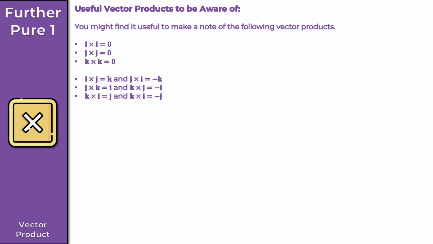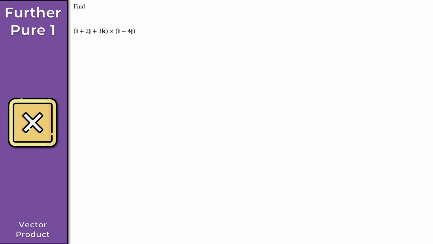Let's work through 2 practice questions now for the vector product. So let's get started with question 1. As we can see, it's pretty straightforward. All we want to do is find this vector product or cross product, whichever you prefer to call it. So we have i plus 2j plus 3k cross with i minus 4j. The way that I'm going to evaluate this vector product is by using the determinant method.